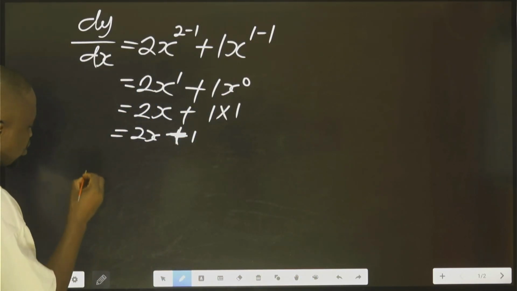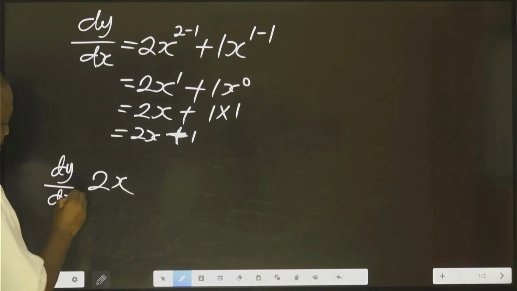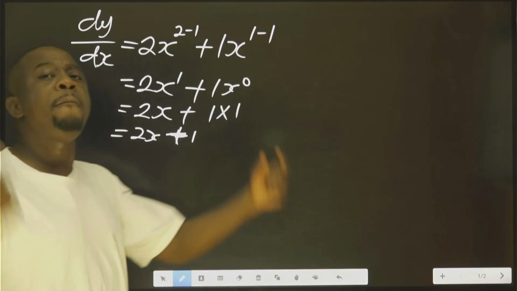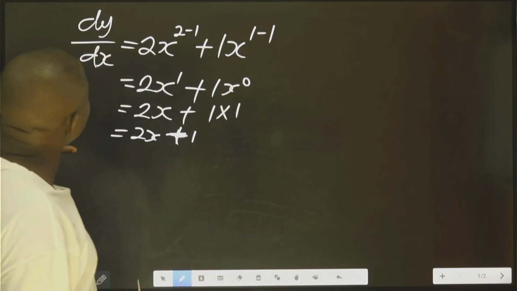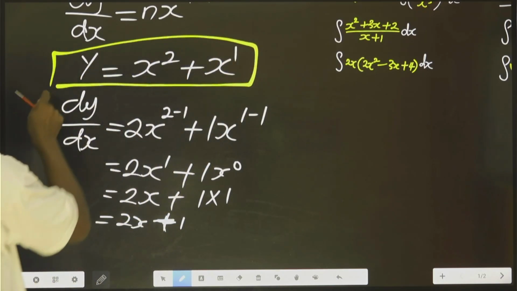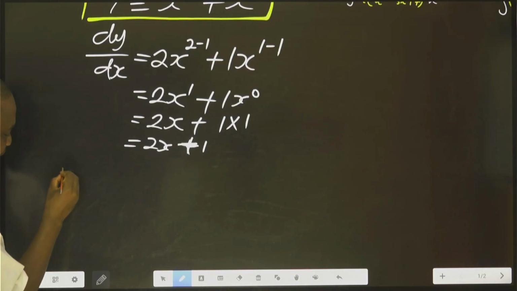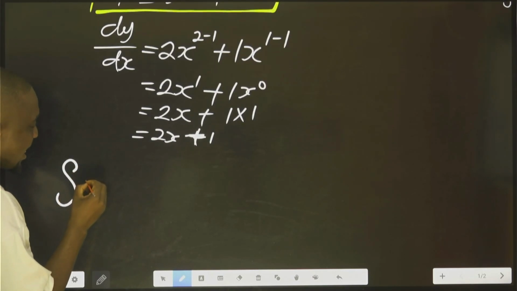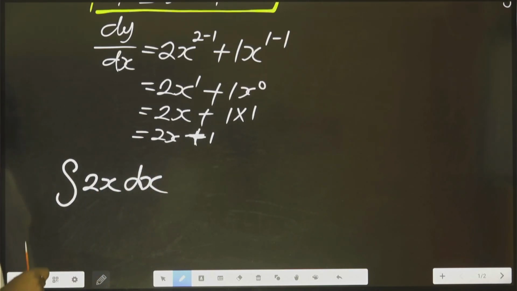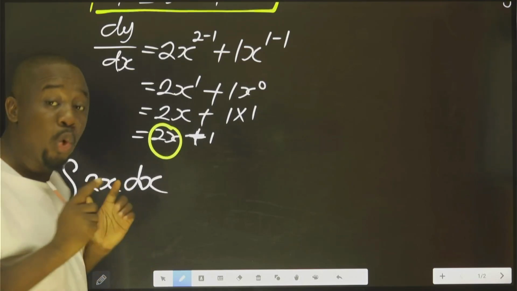You'll be given, for instance, to integrate this. This is the dy over dx, or something. You are asked to integrate this. To integrate this means go back to the original function. And the original function is this. This is the original function. Okay? So now, to integrate this, we say like this. Then we say 2x dx. Remember, you are not asked to integrate everything now. You are asked to integrate only 2x.